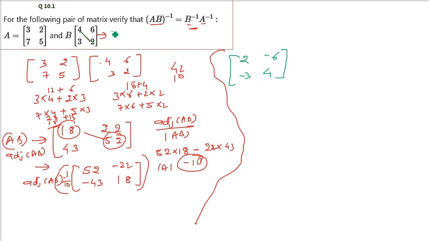So this is your adjoint of B. And what you have to do is multiply it by 1 over the determinant, 4 into 2 minus 6 into 3, 8 minus 18, minus 10. So minus 1 by 10. This is going to be the B inverse.